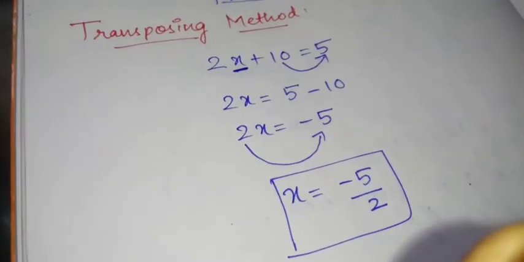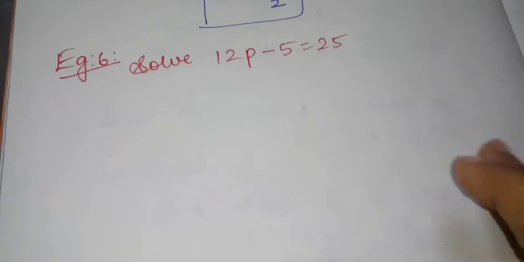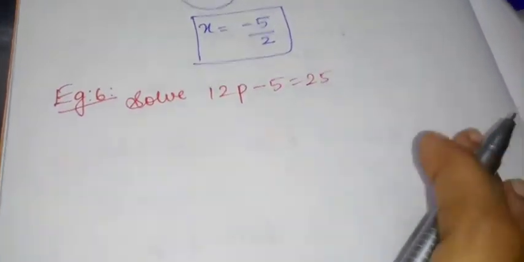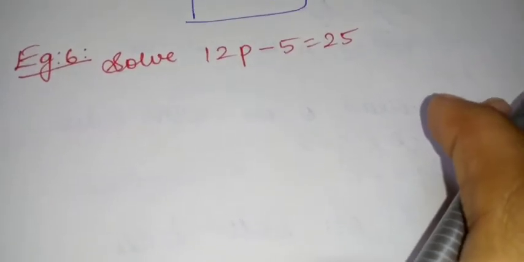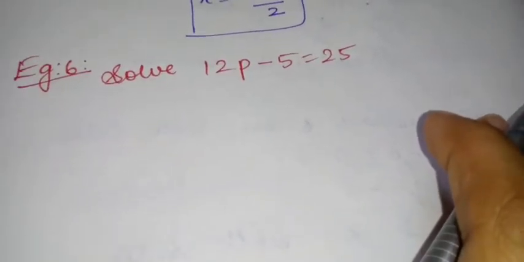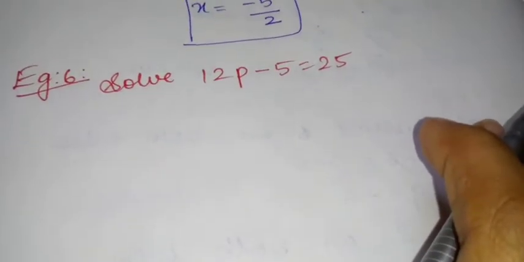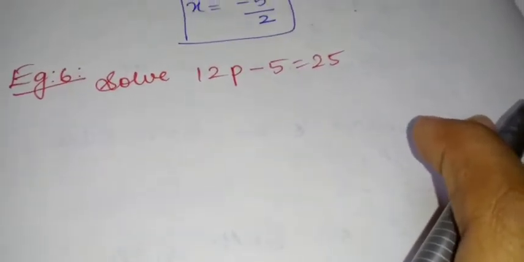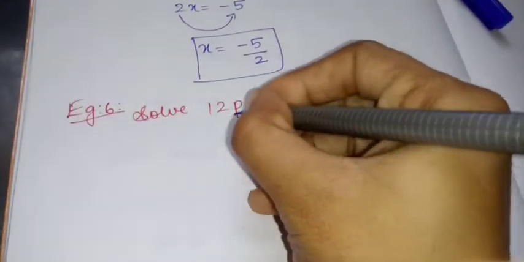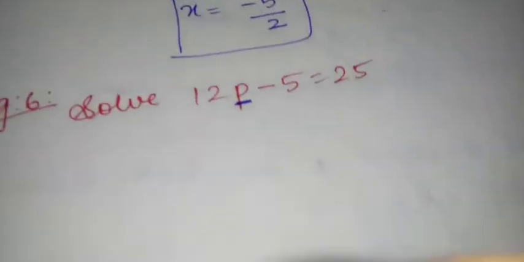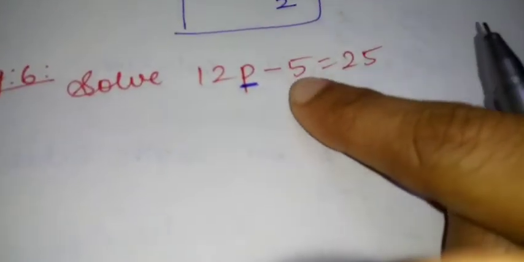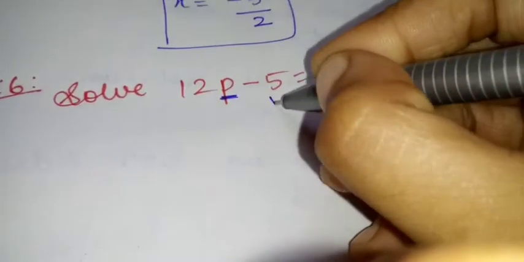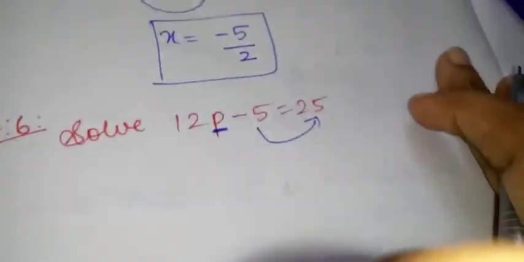Here is example number 6, children. Solve 12p minus 5 is equal to 25. You have to solve this using the transposing method. Transposing means shifting. Here, what do you have to find? You should find the value of p. So what should you do? You have to eliminate this minus 5 and this 12. First I am going to shift this minus 5 towards that side.